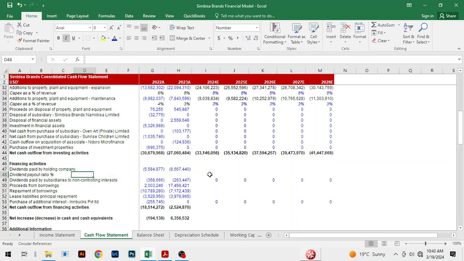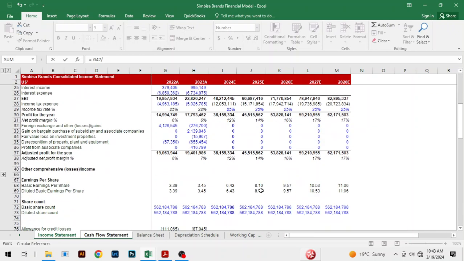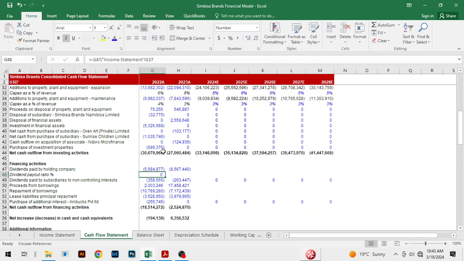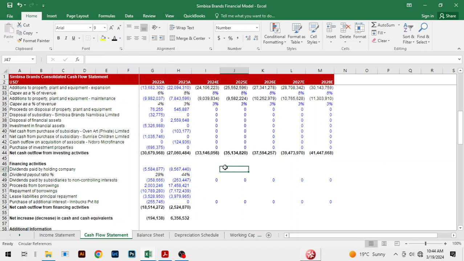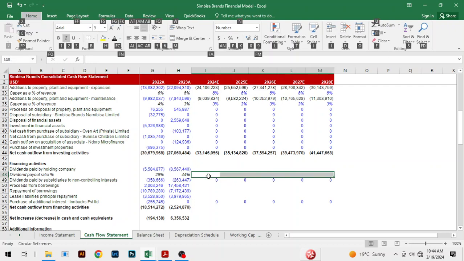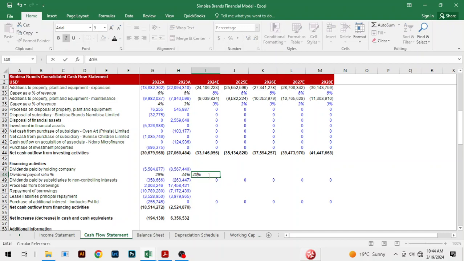So we just come here, and then we divide dividends by net earnings, which is this one, and then we do like this, and then we turn that into black. Okay, so here let's just put it at 40%, just an estimate. 40%, so 40%, and it's a hard code.